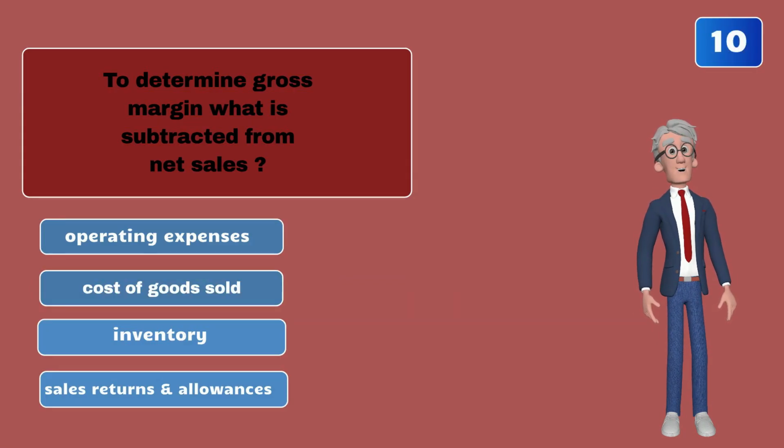To determine gross margin, what is subtracted from net sales? Operating expenses, cost of goods sold, inventory, sales returns and allowances.